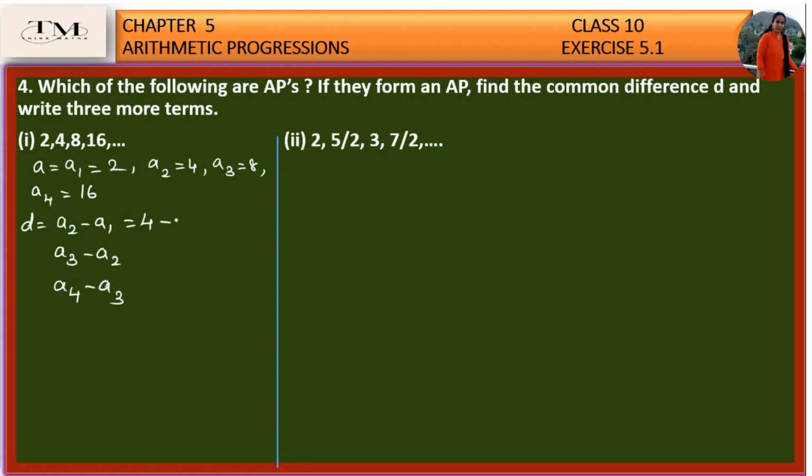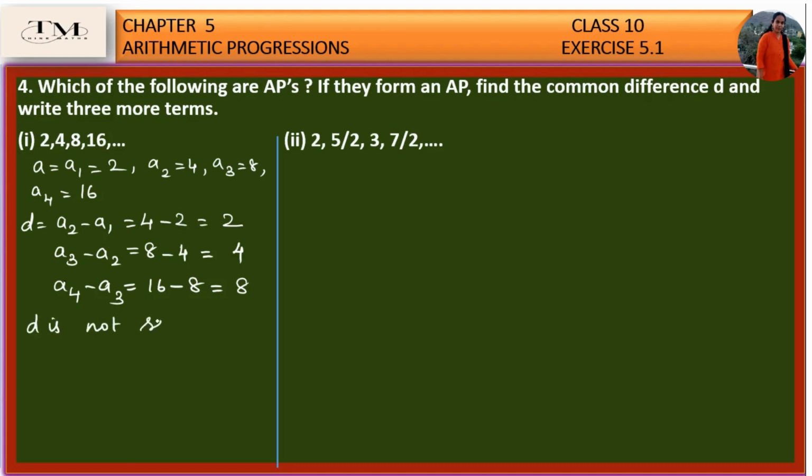A2 is 4 minus A1 is 2. 4 minus 2, it is 2. Next A3, it is 8 minus A2, it is 4. So 8 minus 4, it is 4. Next A4. So A4 is 16 minus A3 is 8. 16 minus 8, it is 8. So here D is not same.